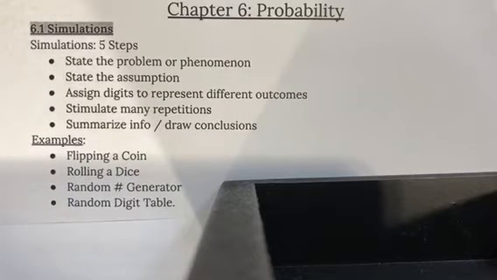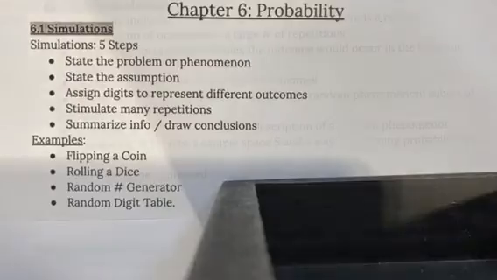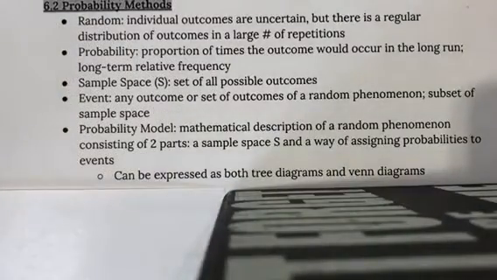The examples of simulations include flipping a coin and rolling a die, random number generator, and random digit table. Section 6.2 includes different probability methods. Here is some important vocabulary, but two that we feel are most important are sample space and probability model.